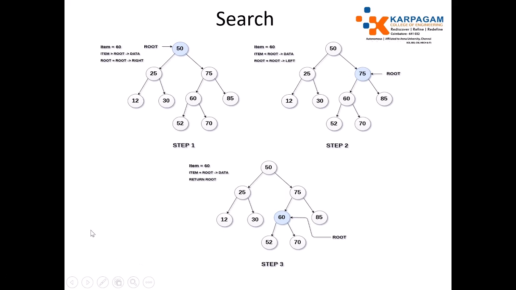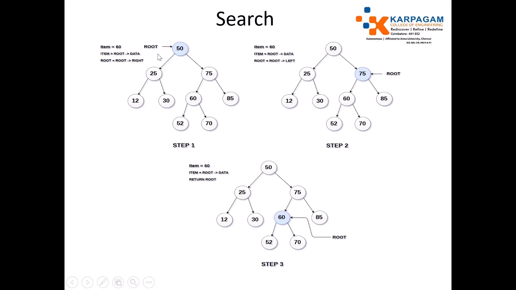Searching operations aim to find whether an element is available in the list or non-linear structure. Consider we have a tree like this: 50, on the left side 25, on the right side 75. It is a binary search tree because an element greater than 50 is available on the right side, and an element less than it is available on the left side. Now I am going to search for the element 60.